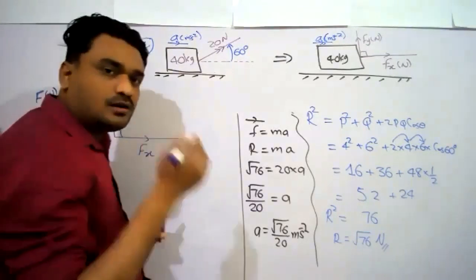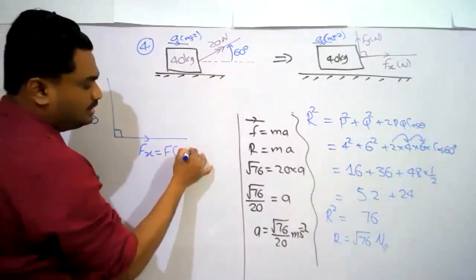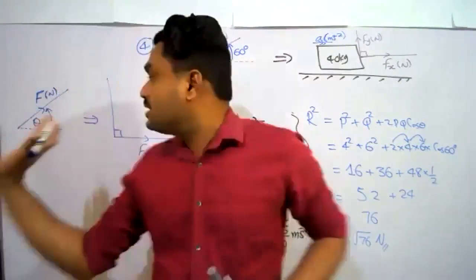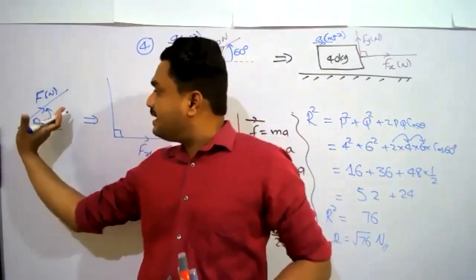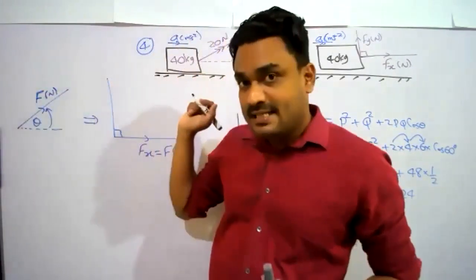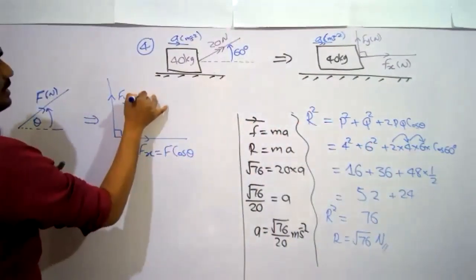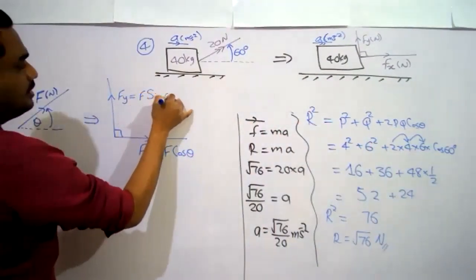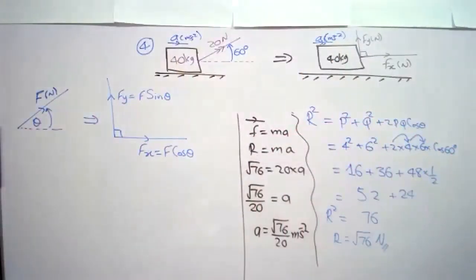The component of the force towards the angle is F cos theta. The component of the force away from the angle, Fy, that is sine. So this is Fy equals F sine theta.